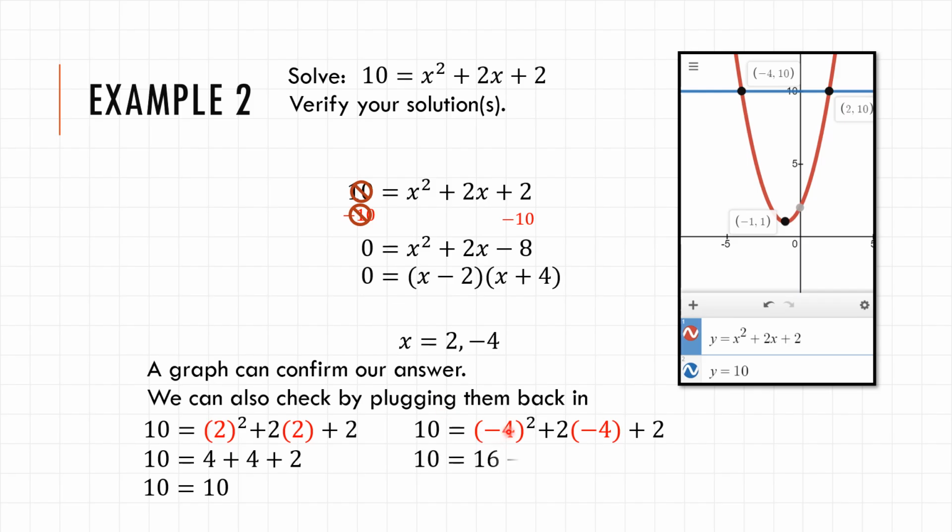If I try -4, -4 squared is 16, 2 times -4 is -8, and if I add 16 minus 8 plus 2, again, I get 10. So that's how I can find my solutions. I make one side equal 0, I factor the other side, and I look for the values of x that make either of the two factors equal 0. And you can test whether or not you're correct just by plugging those back into the original equation.